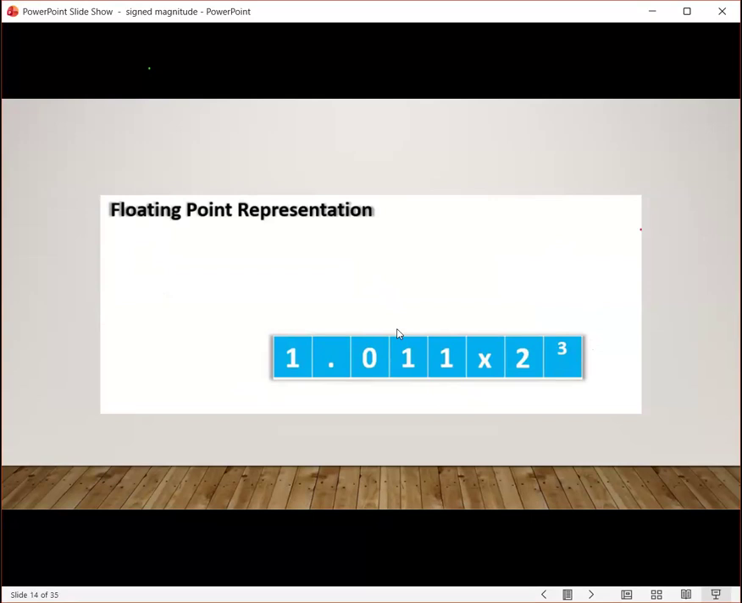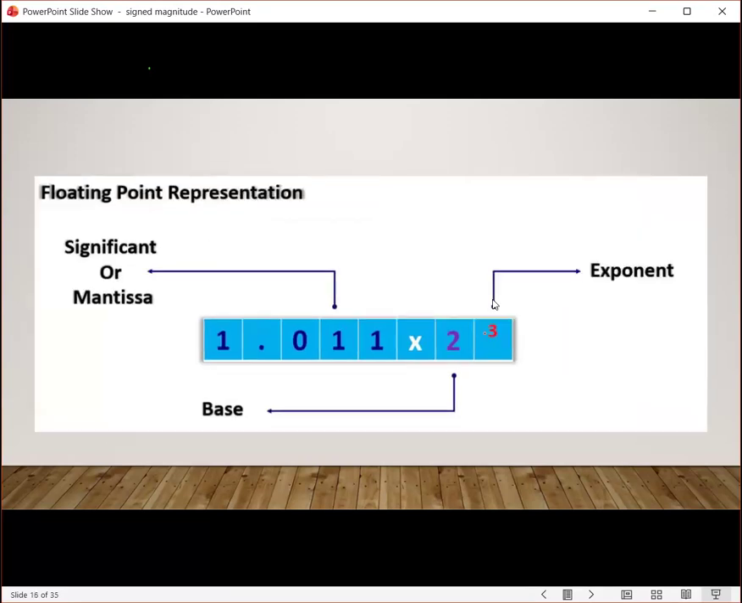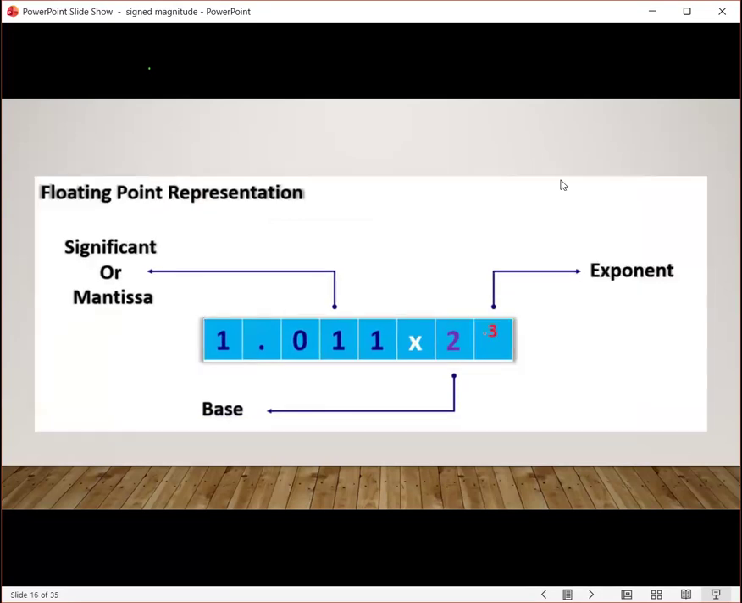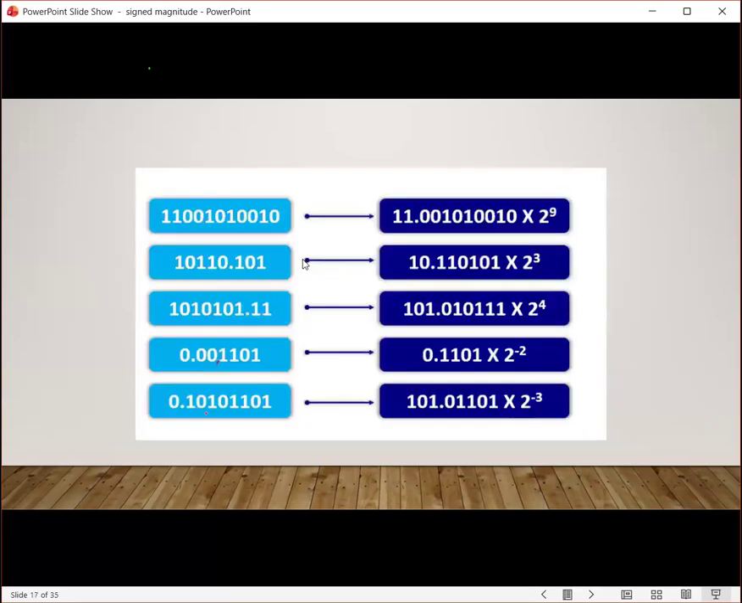Previously, we saw how we represent decimal in floating point. Here we have seen how we represent floating point in a binary number. In binary, we write the same thing with base 2, and this value is called the mantissa, this is the base, and this is the exponent.